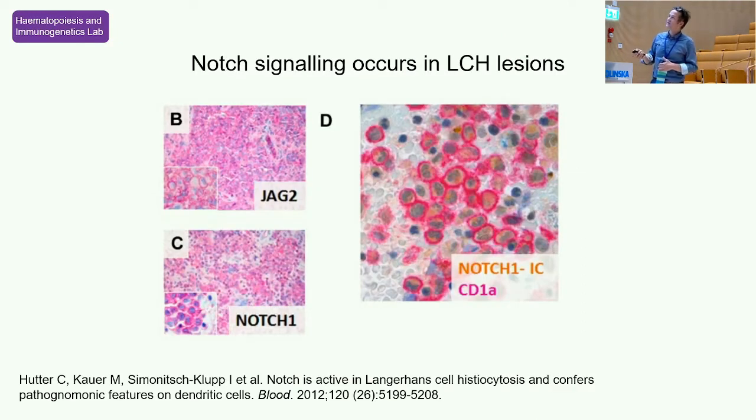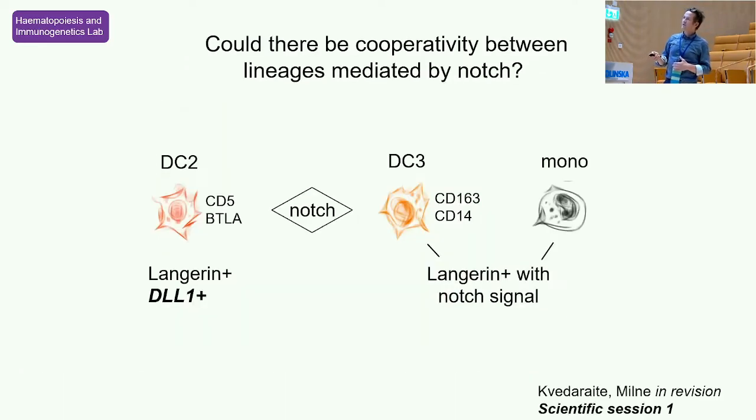And I just wanted to mention that this phenomenon was first described in the lesion by Caroline's group, a very important observation. This is one of the Notch ligands, and this is the expression of Notch. If you look within the LCH lesion, there's plenty of signaling going on between these LCH cells. And I guess the question we were asking is, is there a sequence or a difference between these different lineages?